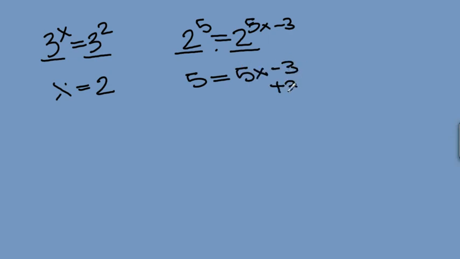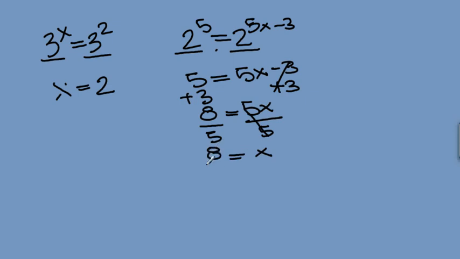To solve this, we add 3 to both sides. So we get 5x equals 8. Divide by 5. Now we can say x equals 8 over 5, or we can say 1 3/5 or 1.6. It doesn't matter as long as you have one of these three answers.